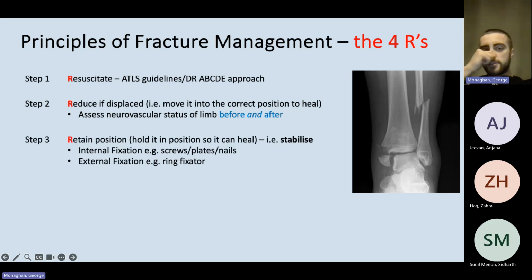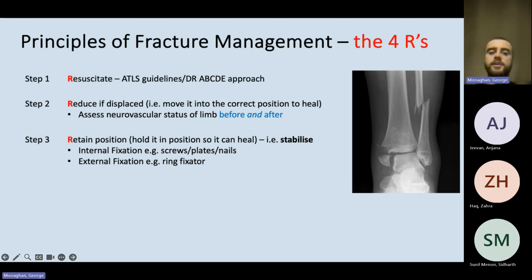Step 3, retain the position. So now we've reduced it, we want it to stay in that position until we can find a permanent solution to let it heal. So we can put it in a temporary cast, and then we want to take them to surgery to get it a more permanent solution.